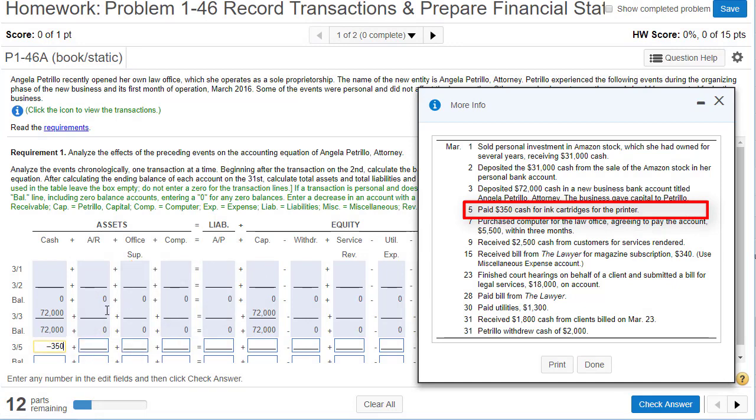And what did she buy? Ink cartridges for her printer. Now, will these ink cartridges be used up right away? No. If they were used up right away, they would be an expense. But these ink cartridges will have a future value, which means they are not used up right away. So they have to be an asset because assets have a future value and are not used up. Which asset account should they be listed under? Office supply. So office supplies increases by $350.